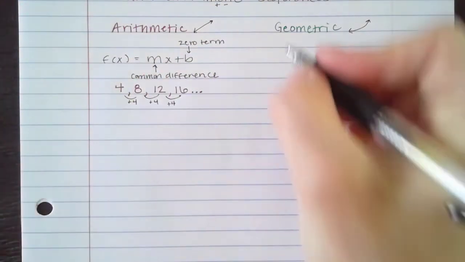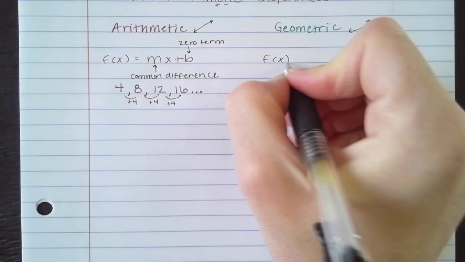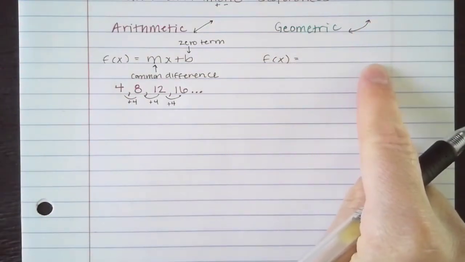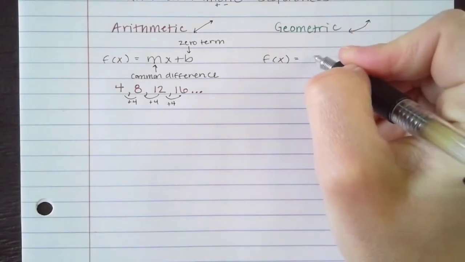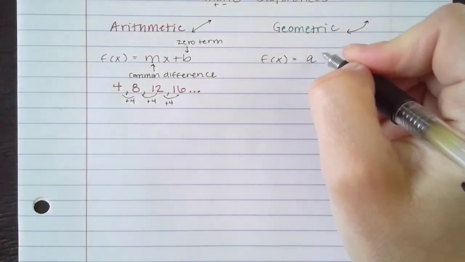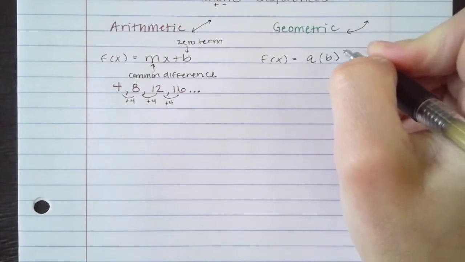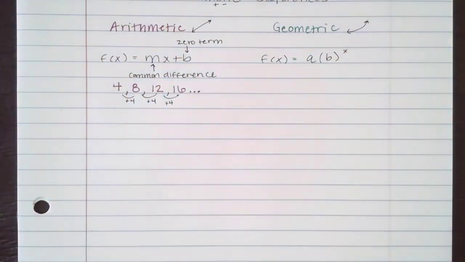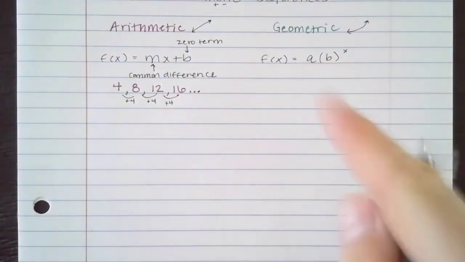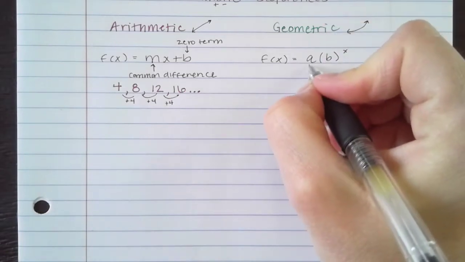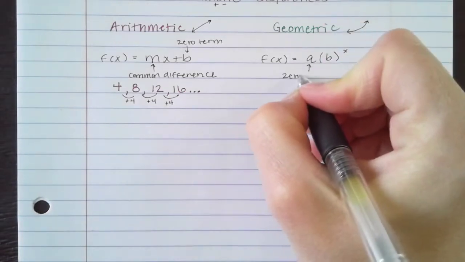Let's look at geometric. This is your brand new piece. So geometric has a different equation, and this is what it looks like. a, which is a variable, we can plug stuff in for that, times b to the power of x. So notice how they both have x's, and they also both have different variables, so let's look at this. There is a zero term. In this case, a is actually the zero term.